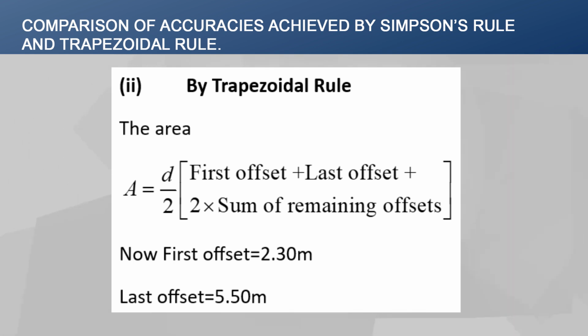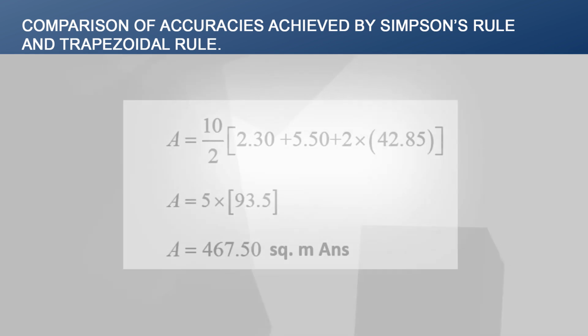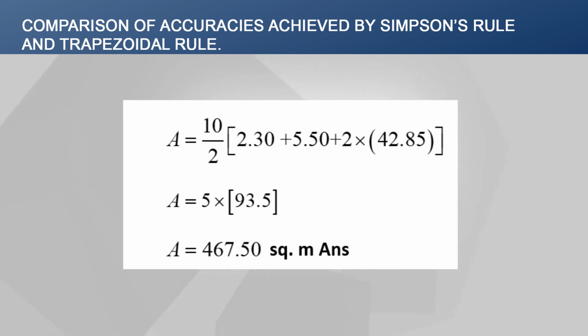Now, if we try to solve the same problem with the trapezoidal rule, what is the formula? The formula is area is equal to D by 2 multiplied, in the bracket, first offset plus last offset plus 2 into sum of remaining offsets. First offset is 2.3, last offset is 5.5. So, we have to just substitute the values. D, which is the common distance, is 10 meter, first offset is 2.3, last offset is 5.5 plus 2 into the sum of remaining offsets. We have to just sum up all the remaining offsets.